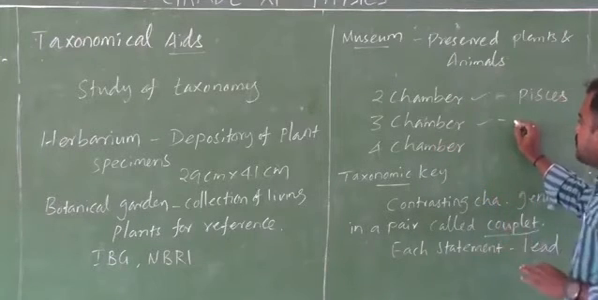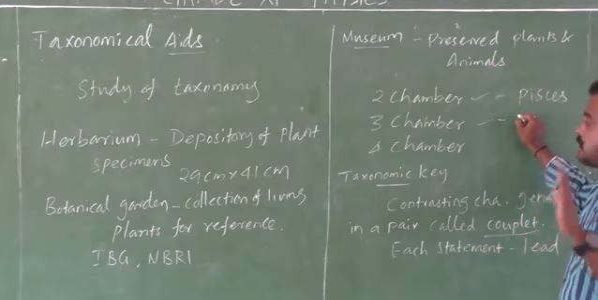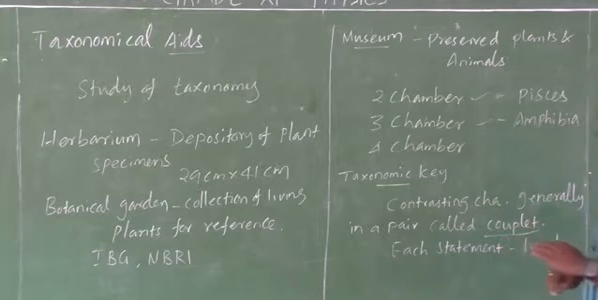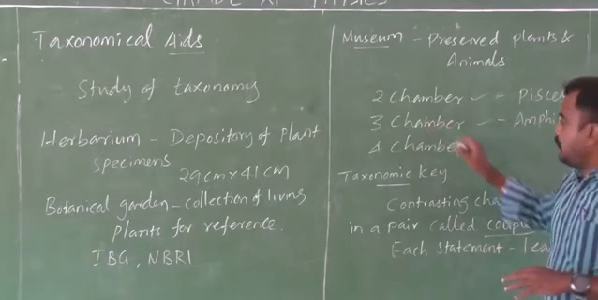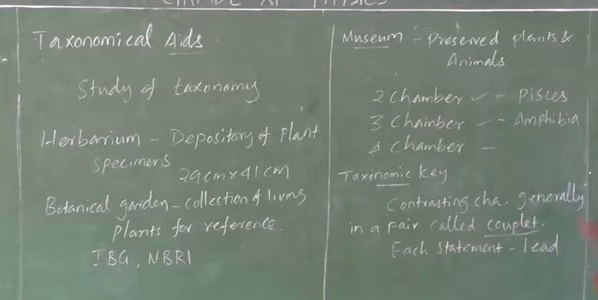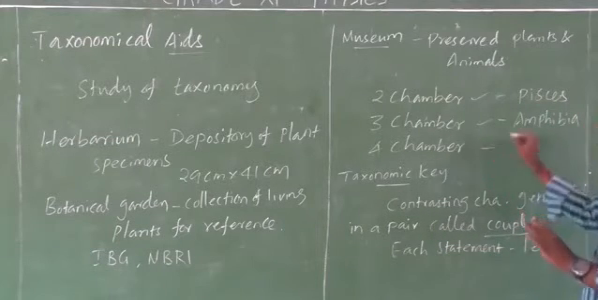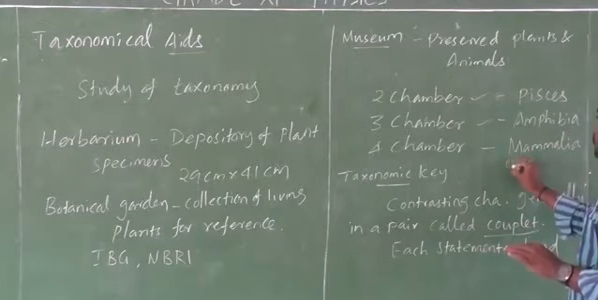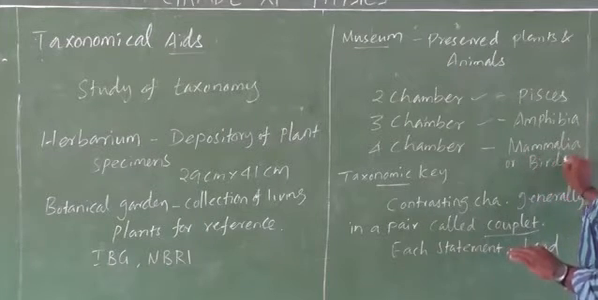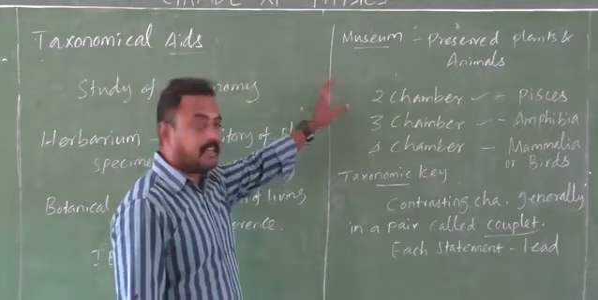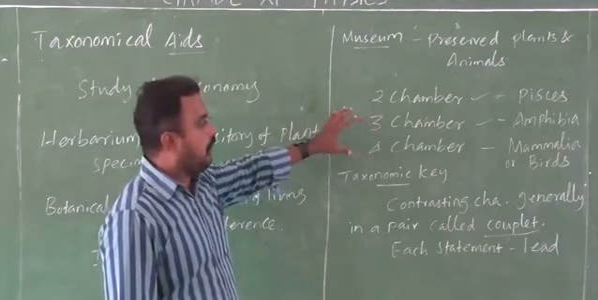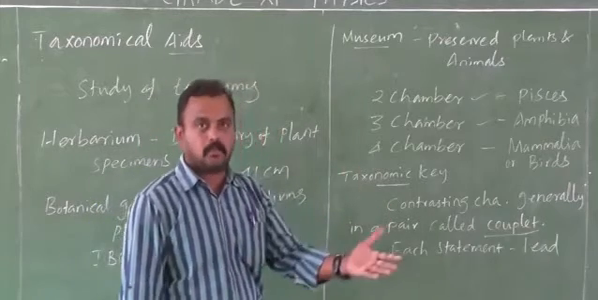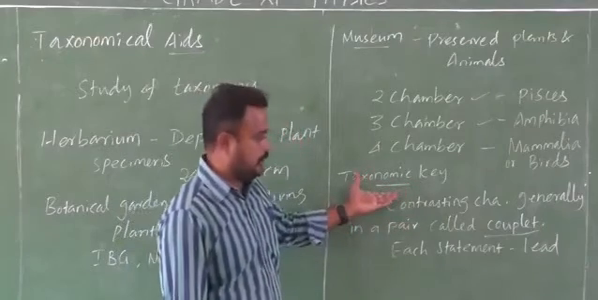The next, 3 chamber heart. If it has a 3 chamber heart, it is included in amphibia. Amphibia has a 3 chamber heart. The next one, 4 chamber heart. If it has a 4 chamber heart or not. If it is present, it is included in mammalia or birds. So like this we have keys, that means questions. After the questions, we can know that the particular animal belongs to what taxon. Okay, right. That is the taxonomic key.